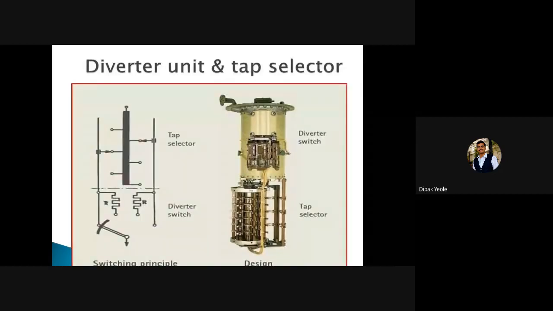So here you can see the on-load tap changer design is placed. So this is called the diverter switch. Limiting resistors I have used over here. Current limiting resistors. First, I have to select the tap, and then I have to use the diverter switch. And we know that the circulating current is going to be produced. To limit the circulating current, I have to use the current limiting resistors. So this is called as the switching principle of this tap selector.